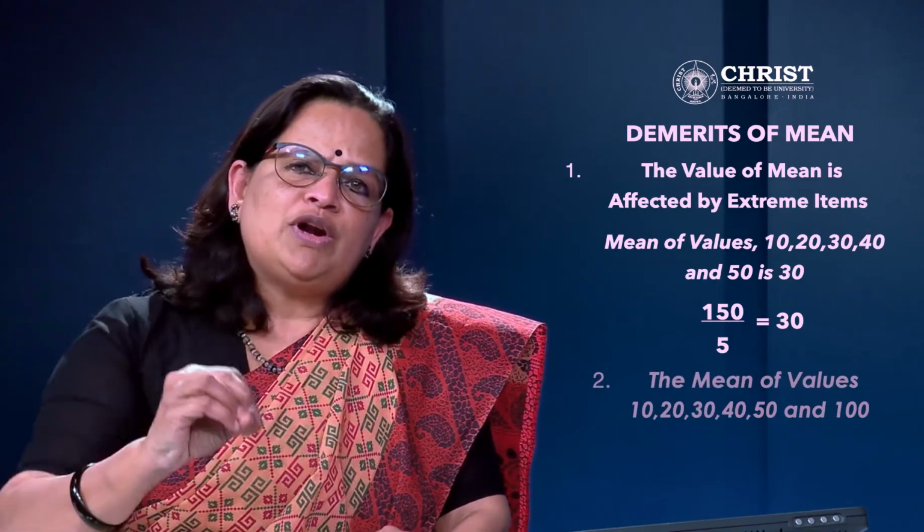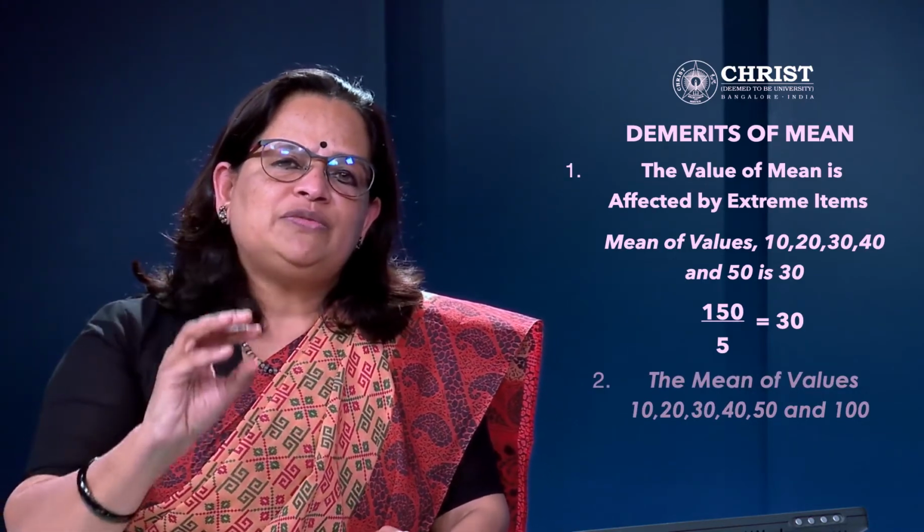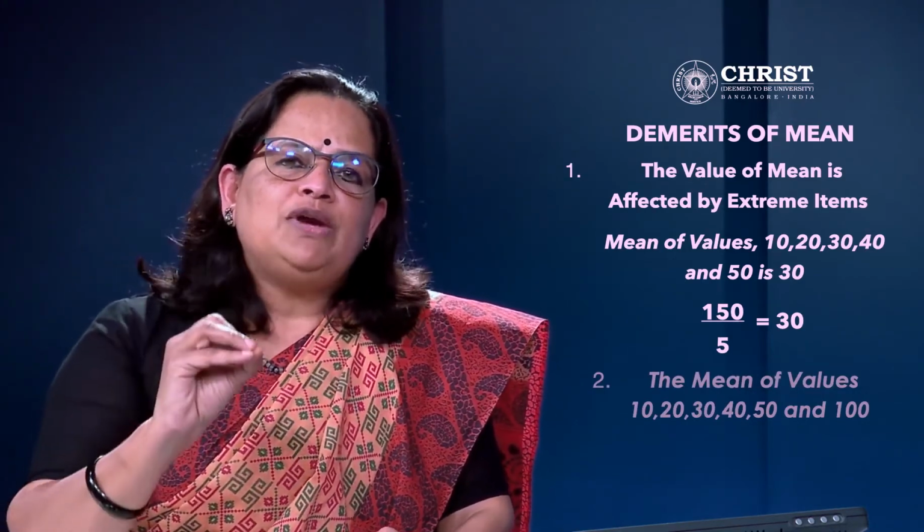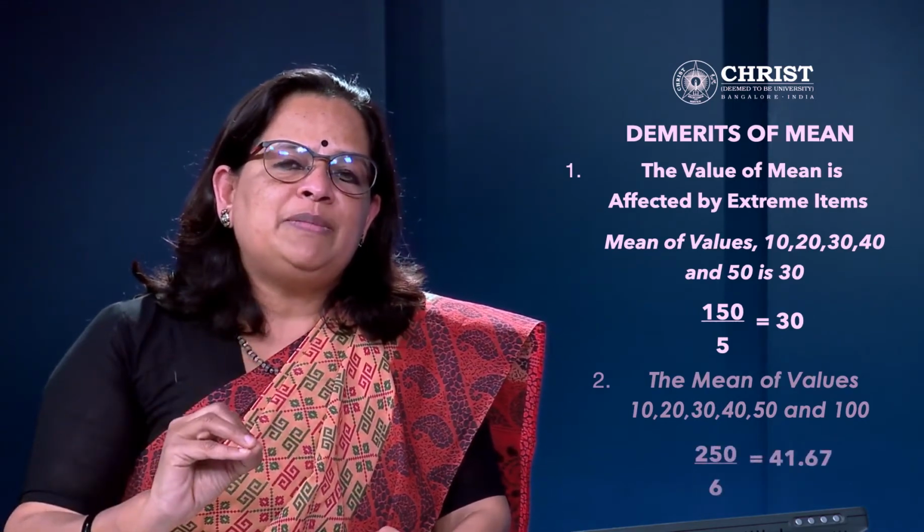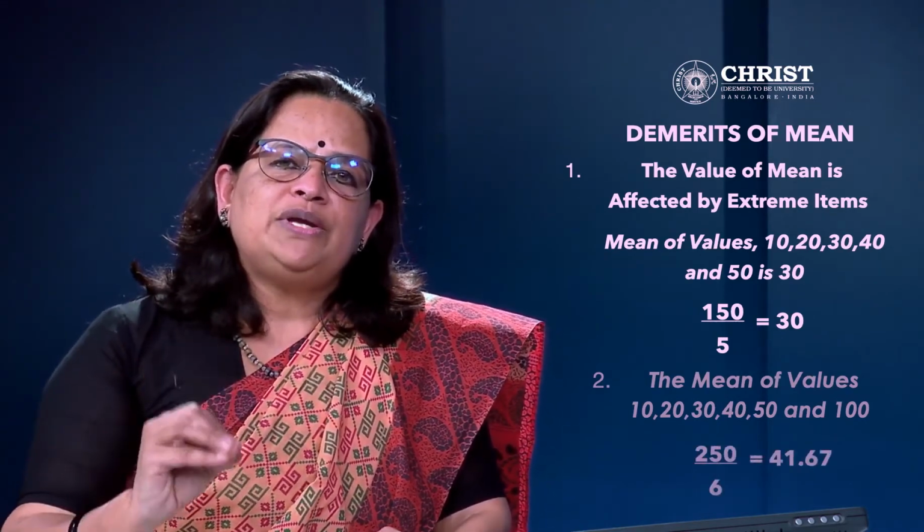But if you add one extreme value to the observations, that is 100, your mean value will change to 250 divided by 6, which is equal to 41.67.